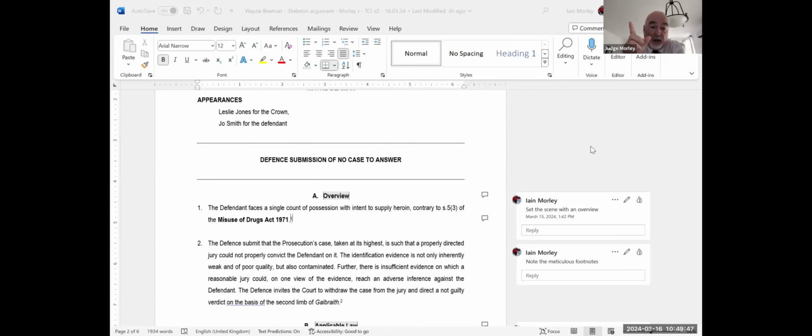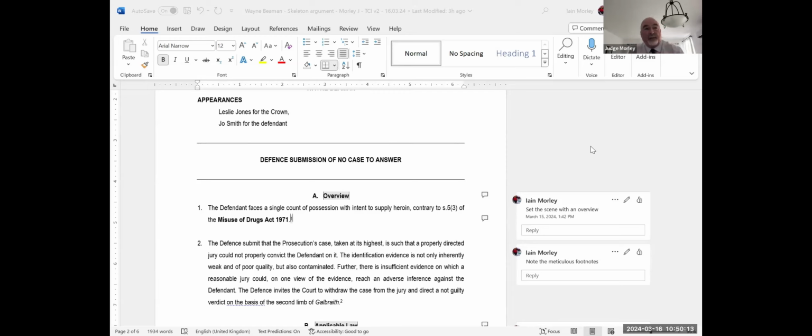It tells me who's serving this document. I know it's come from the defense. And what is it? It says it's a submission of no case to answer. And you will see as we go through this case, there are lots of details which we refer to, and you won't have had all the case papers. You'll see it's quite a complicated scenario, but you'll be able to follow it.